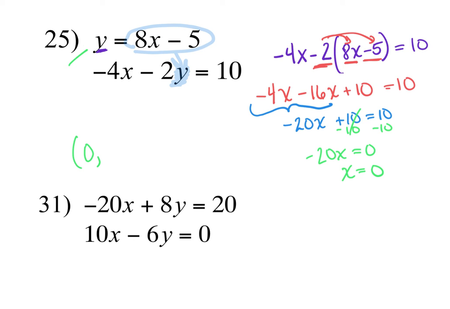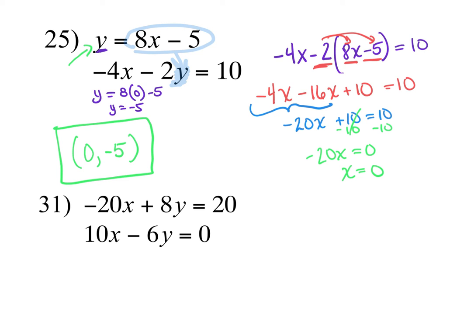To get my y, just go back and plug it back in. Y equals 8 times x. We said x was 0. Minus 5. So y equals -5. So my y value is -5. And that is my answer.